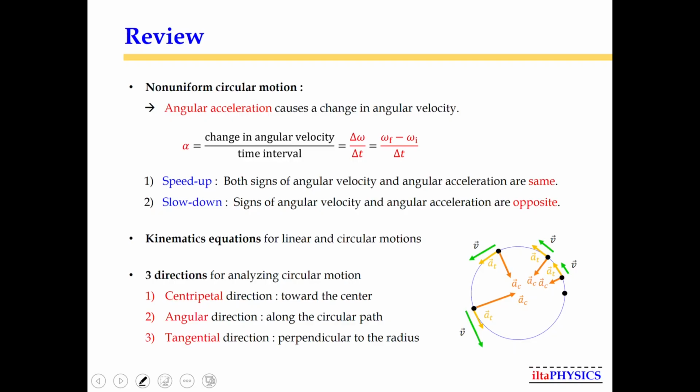Finally, we summarized the three directions used to analyze circular motion: the centripetal direction, the angular direction, and the tangential direction. The centripetal direction points toward the center of the circle, while the angular direction follows the circular path itself. The tangential direction is the actual direction of the object's instantaneous motion, and it's always perpendicular to the radius. If you have a solid grasp of these three directions, you'll be able to analyze even the most complex circular motion problems.